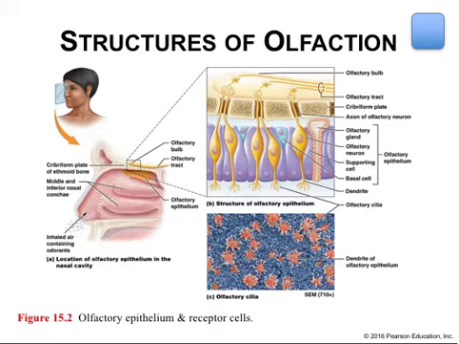Basal cells are stem cells that continuously replace olfactory neurons and have a limited lifespan of between 1 and 2 months. Supporting cells are columnar cells that surround and protect the olfactory neurons so that they can function. The olfactory epithelium and its anatomical structure includes the olfactory nerve, that's the first cranial nerve, which are the combined axons of the olfactory neurons.